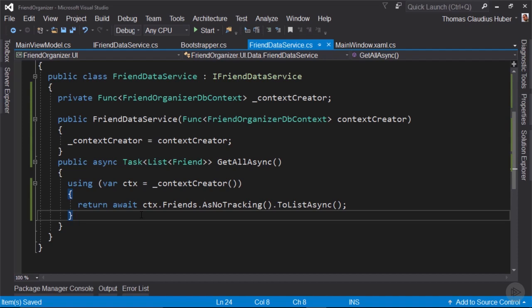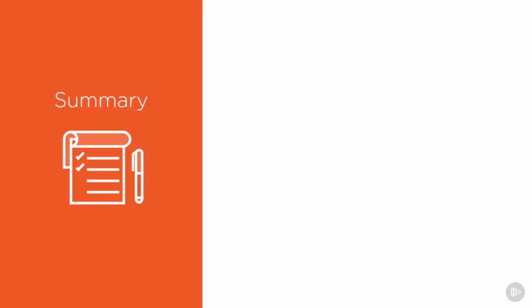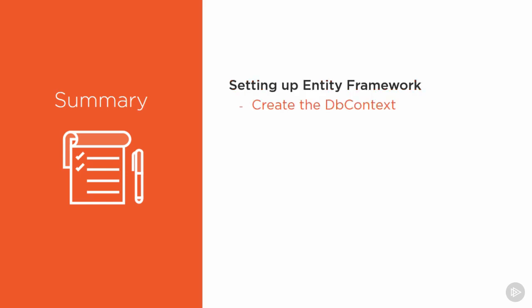Now let's wrap up what you have learned in this module before we look at how we can decouple the parts of our application. In this module you have learned how to set up Entity Framework in the Friend Organizer application. We have created the DbContext subclass called FriendOrganizerDbContext. We have also added a code-first migration to the data access project. We did this by calling the add-migration command in the Package Manager Console.